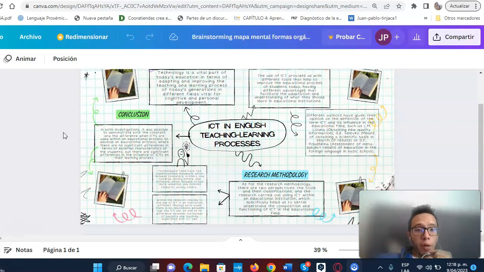Technology is a vital part of today's education in terms of adapting and improving the teaching and learning process of today's generation in different fields vital for cognitive and personal development. That means that today's generations have more adaptability with technology, taking into account that the kids and the teenagers of today use cell phones and computers to do their homework.